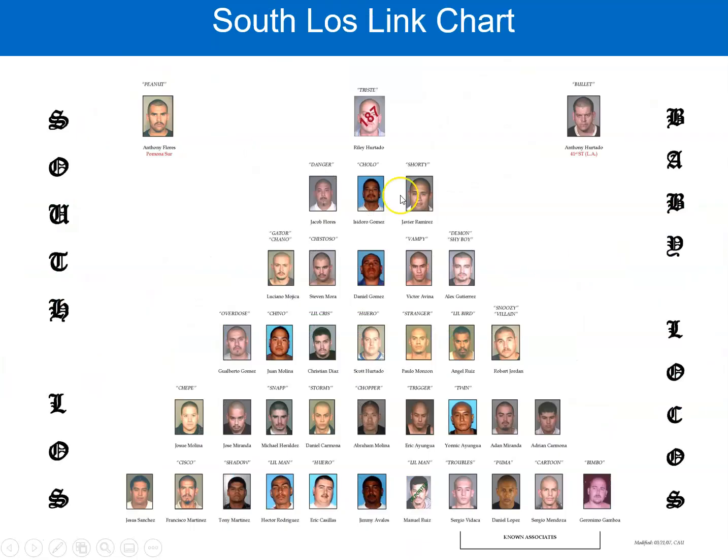This is our intel. Here's a basic chart for a smaller gang in Compton called South Los. And here you can see that Triste, Riley Hurtado, he was killed. And again, these are the monikers. This is so we keep track of who the soldiers are and who's in this gang. These are known associates. So we know here that Bullet is one of the heads up here. But I like the nicknames, like Shorty. How'd you like that? Shorty, really?